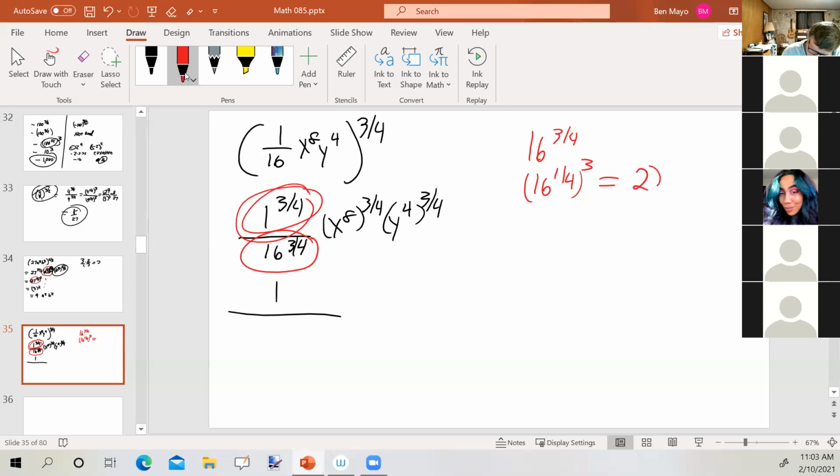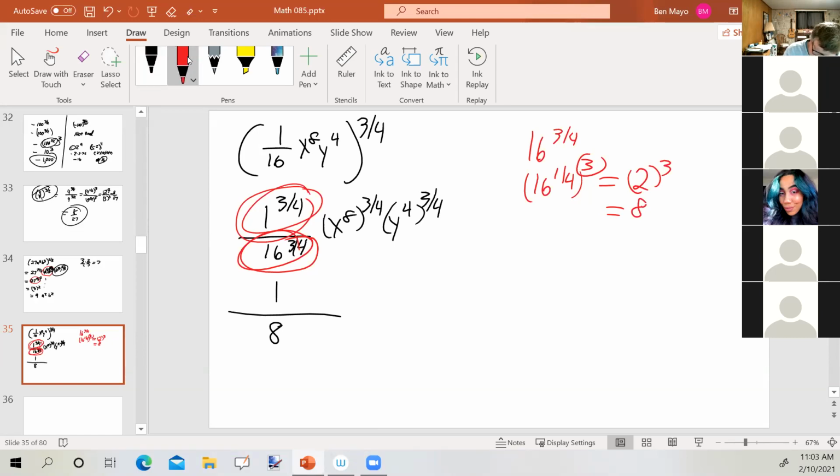2. And what is 2 cubed? 8. So no, this would be... wait. Are you okay there? Yeah, I just had a brain fart, that's all. Okay, all right, that's okay.